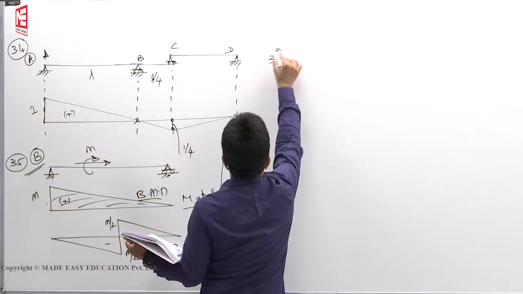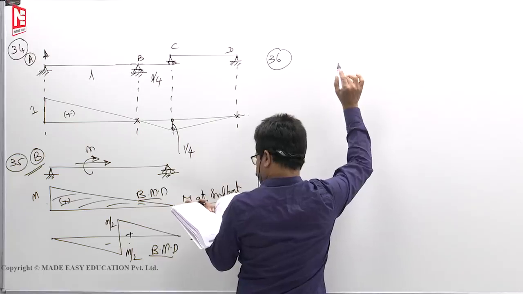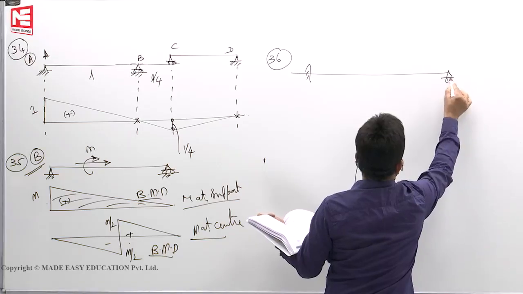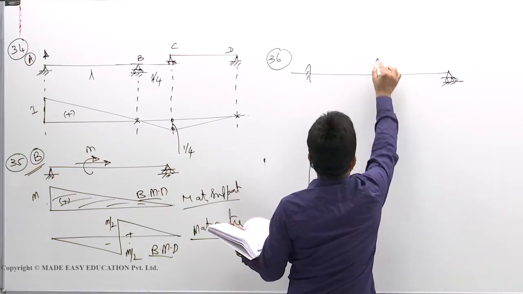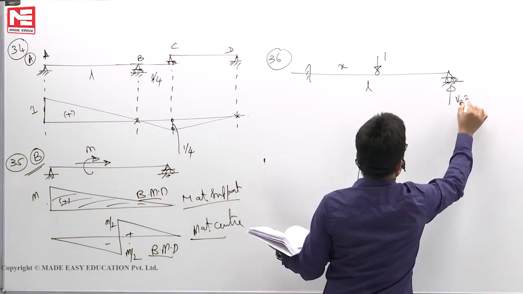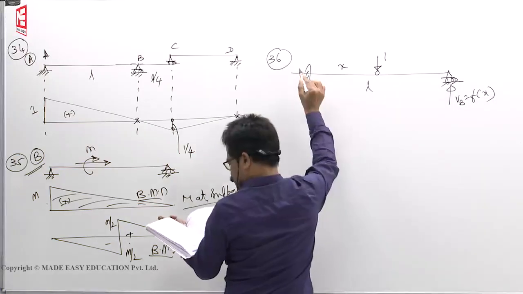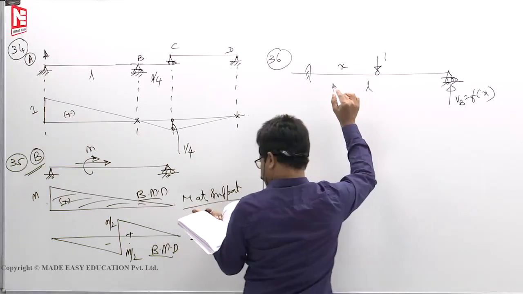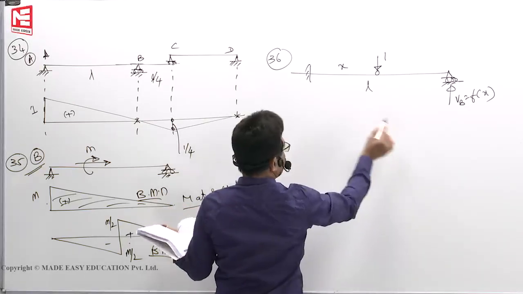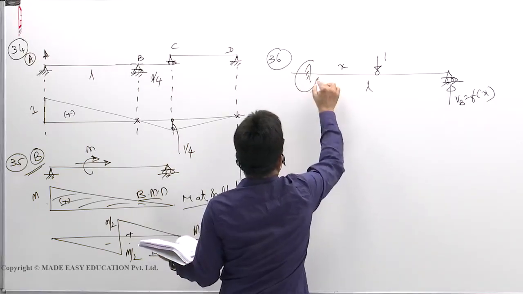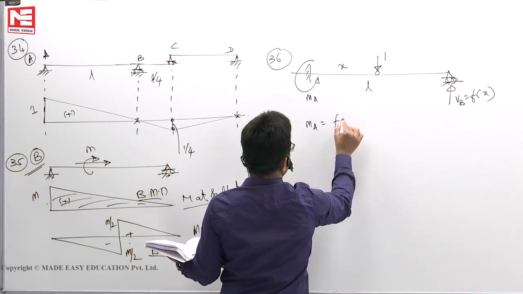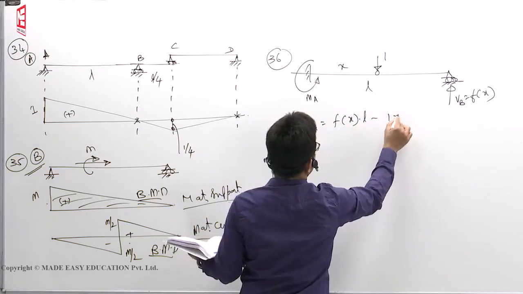36 also I have given you in the class. ILD for prop reaction. This is the question. Okay. Some unit load, 1, is here at a distance of x. Total is L. So VB is a function of f of x. So moment at A if you want, ILD for at A for the given equation. So you will get anticlockwise moment MA here. MA is equal to VB into L, that means f of x into L minus 1 into x.